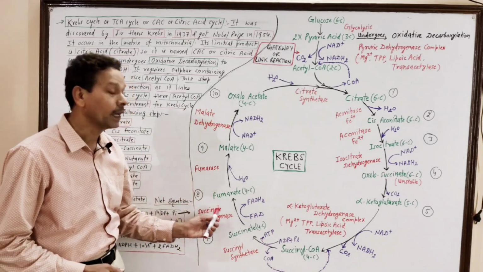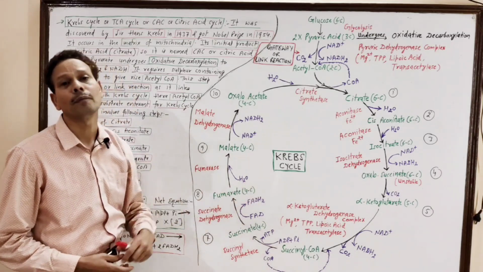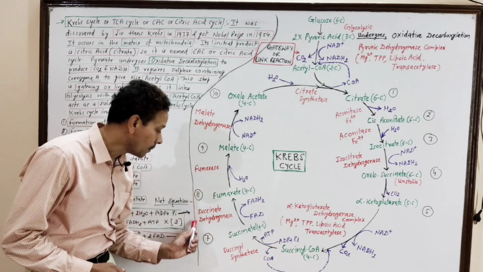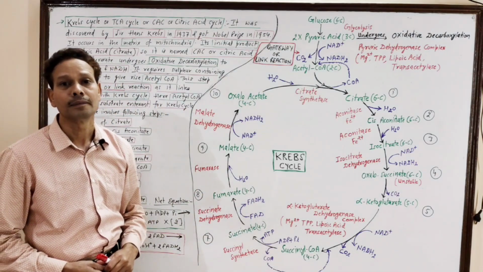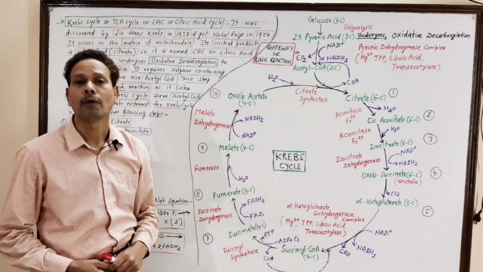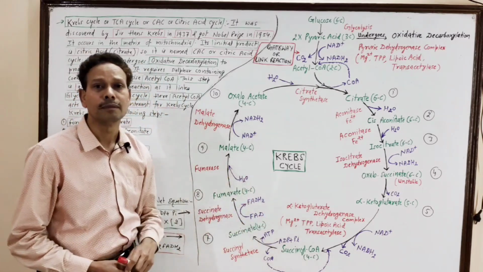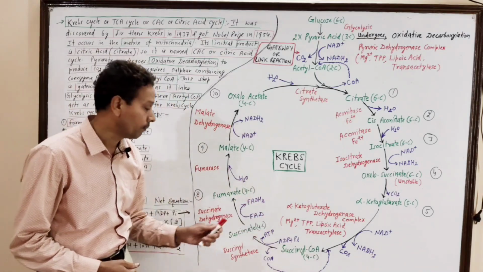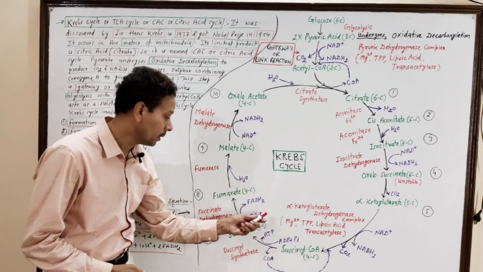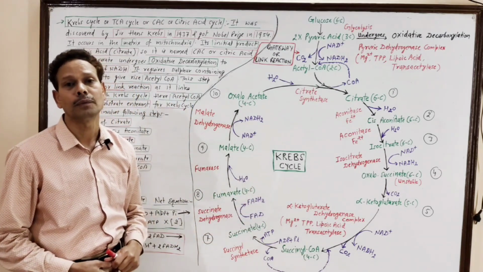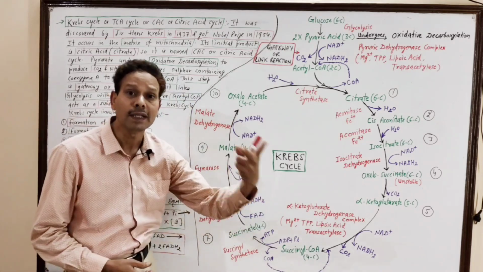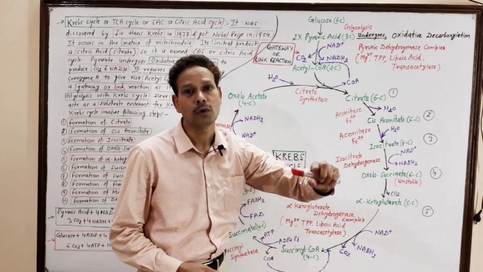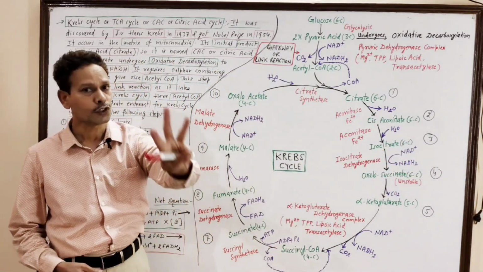Note down step number 8, that is formation of fumarate. In this step, succinate, in presence of the enzyme succinate dehydrogenase, produces a 4-carbon compound, that is fumarate, and this step produces FADH2. Means in presence of FAD, flavine adenine dinucleotide, it is converted into FADH2. Each FADH2 yields 2 ATP molecules and each NADH2 or NADH produces 3 ATP molecules.